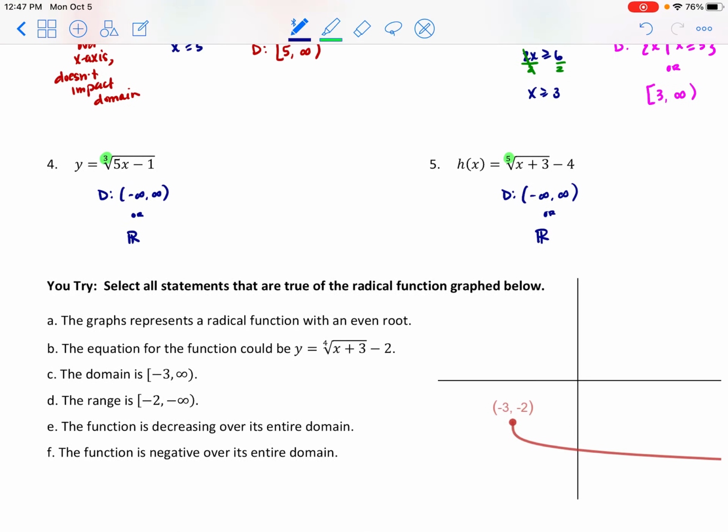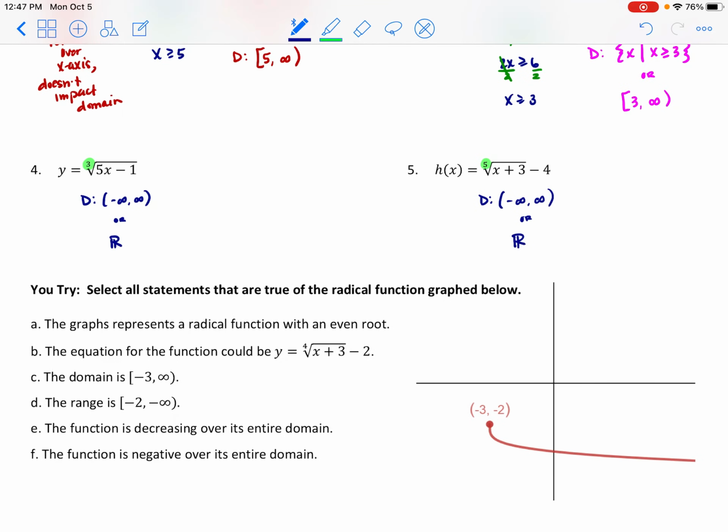Now we have one question here, and you're going to see something similar to this in practice, probably a quiz too. Select all statements that are true of the radical function that is graphed. And there should have been an arrow here that I forgot to add into my graph. Okay, so it says the graph represents a radical function with an even root. That's going to be true, and I know that because there's an endpoint on that graph and we go forever in one direction. If it was an odd root, then you would see a graph that went forever in both directions. So that has to be true. It has to be an even root.